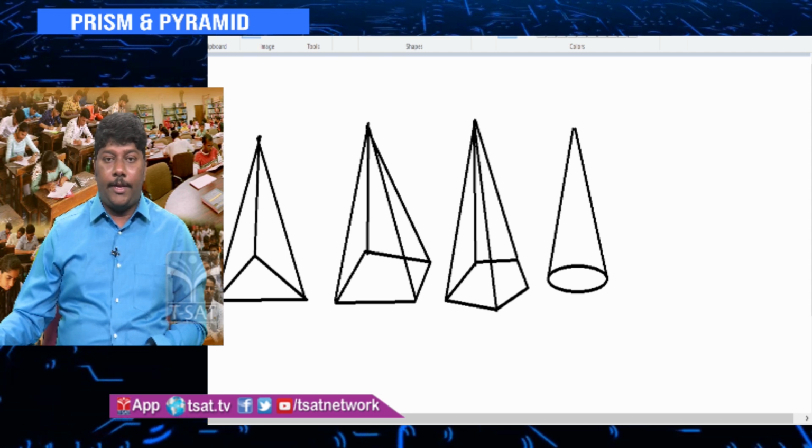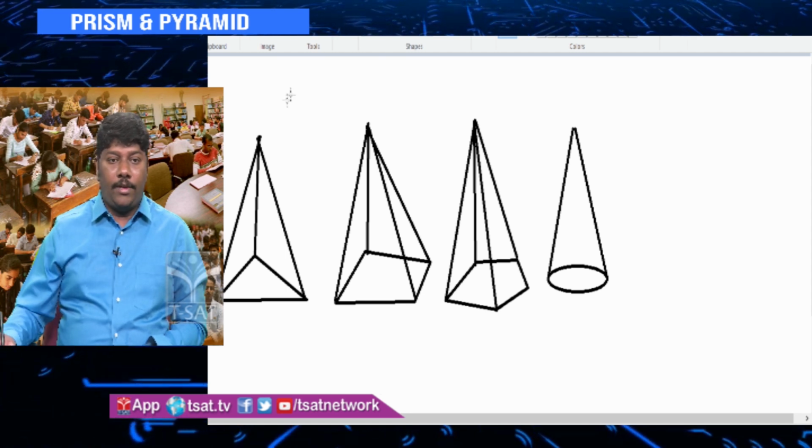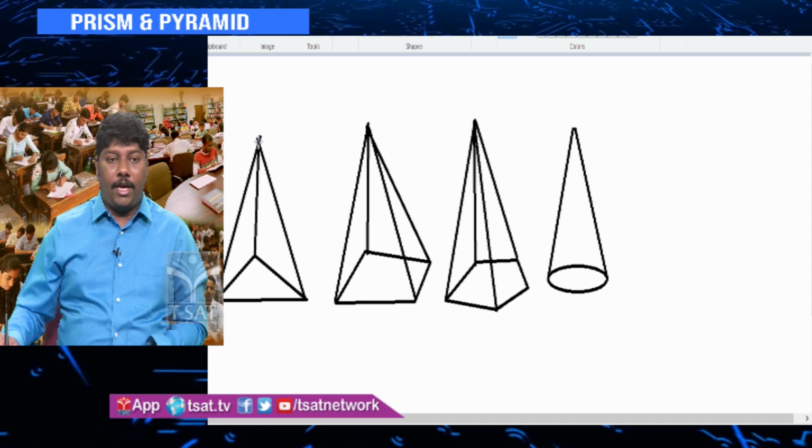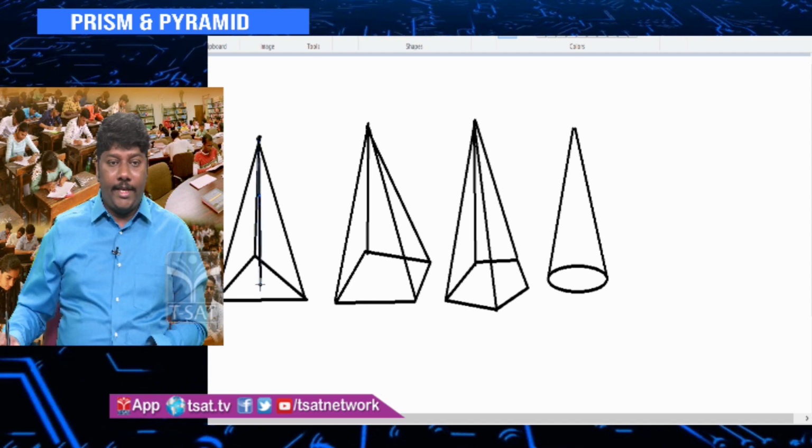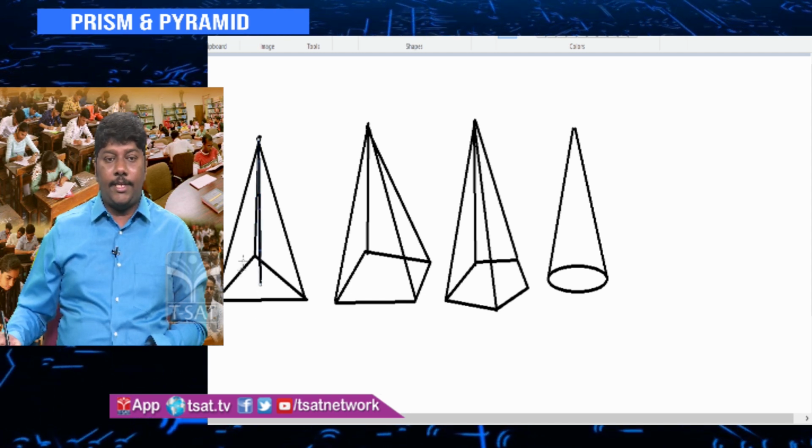Now, try to understand here. This green colored line, the one which I am drawing to the apex, to the incenter of the base.